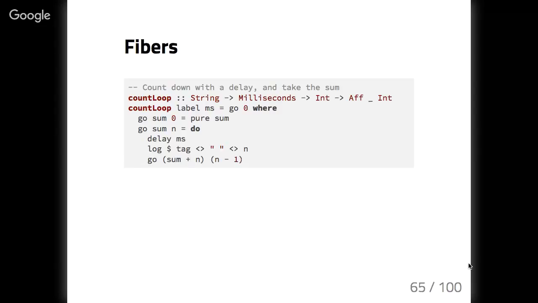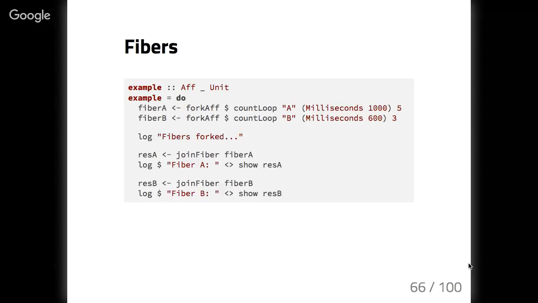So our example here is going to fork two different instances of count loop with different parameters. We'll get a fiber A and a fiber B. Because I'm forking it, it doesn't wait for it to complete. It immediately returns a reference to the fiber. You can think of that computation as running off in some parallel virtual thread. Same with fiber B. Then we'll log that we forked. Now we're going to join fiber A. One thing to note here is that fiber B takes significantly less time.